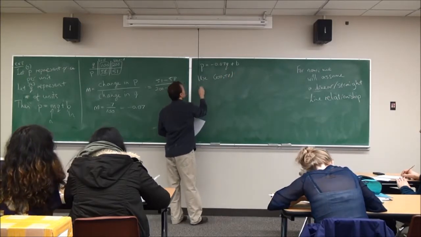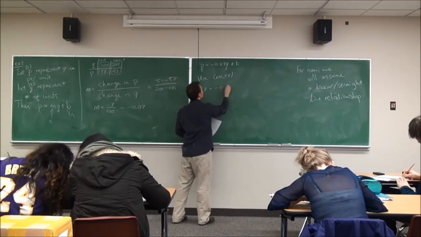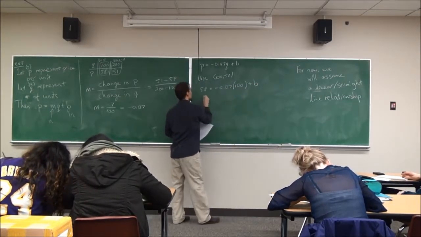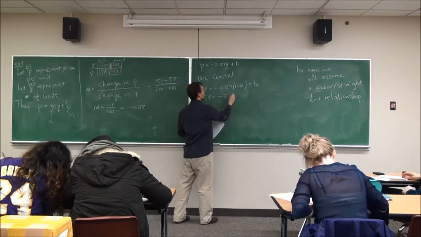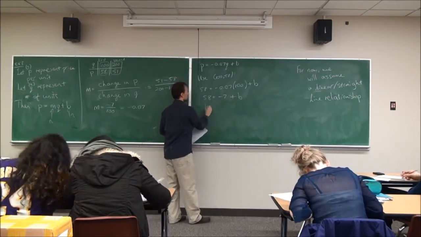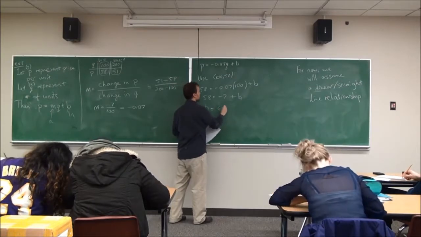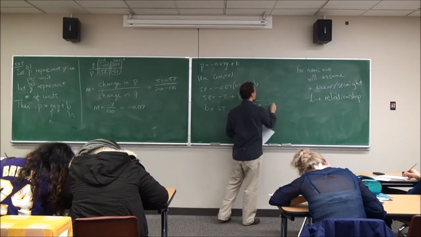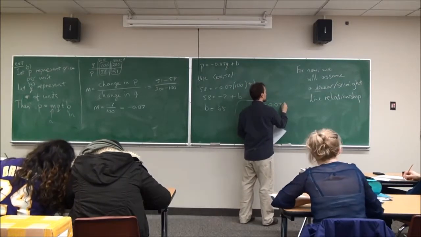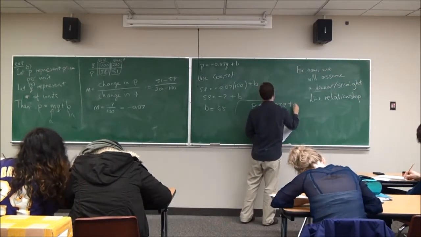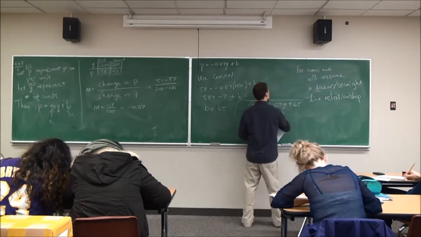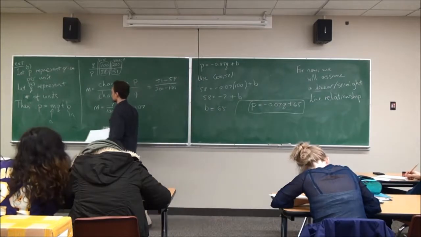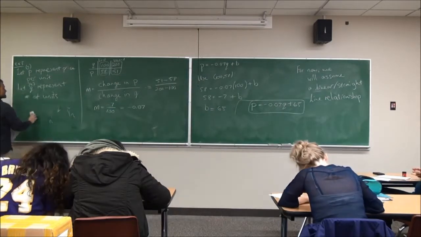Put it in. 58 equals negative 0.07 times 100 plus b. So 58 equals negative 7 plus b. So b is equal to 65. And let's update my equation. P is equal to negative 0.07Q plus 65. So based just on the question, that's what they're looking for. They're just looking for the equation.